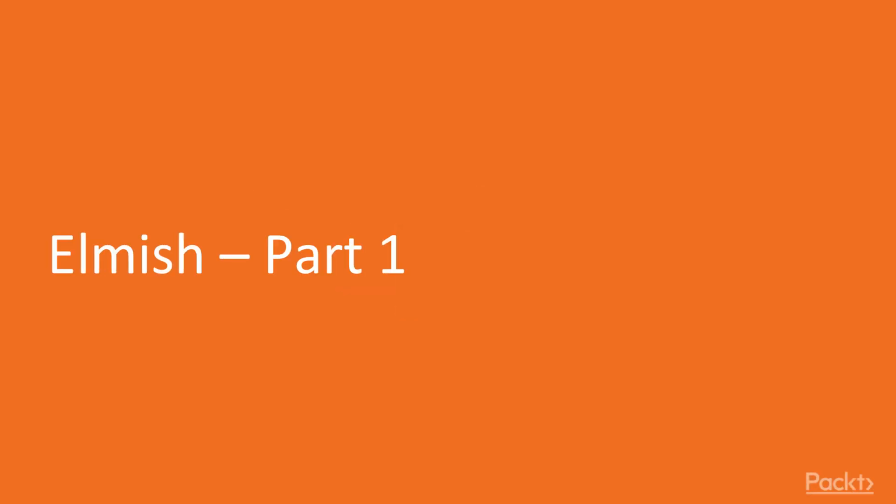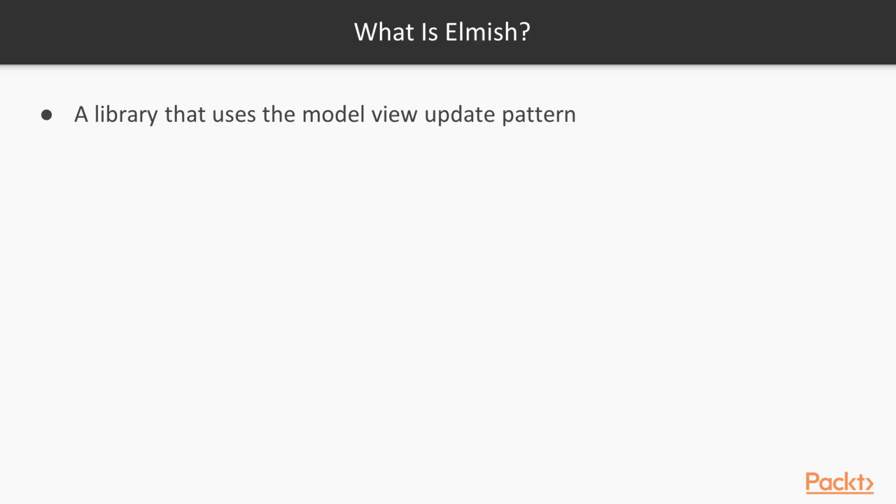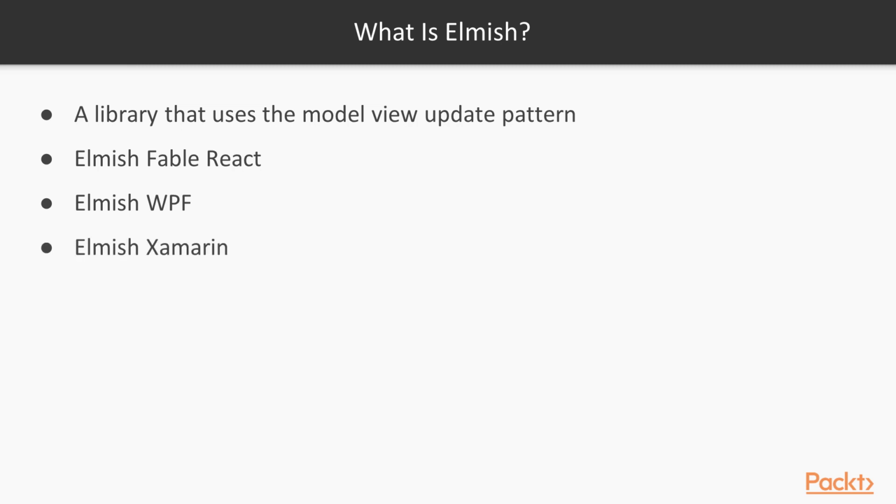Hello, let's start with Elmish. Elmish is a library that uses the model view update pattern. Basically, it has three flavors. Elmish Fable React, which is based on the famous React framework. Elmish WPF, which allows you to develop WPF applications by using Elmish. And finally, we have Elmish Xamarin, with which you can develop mobile applications, also known as Fabulous.